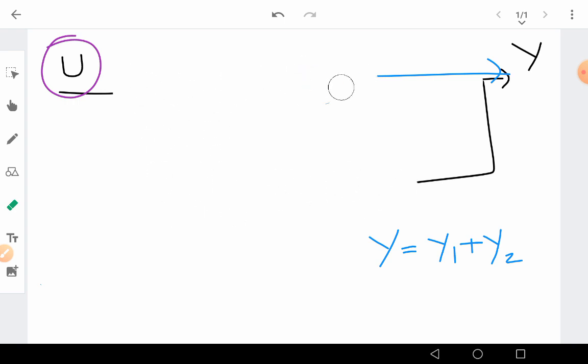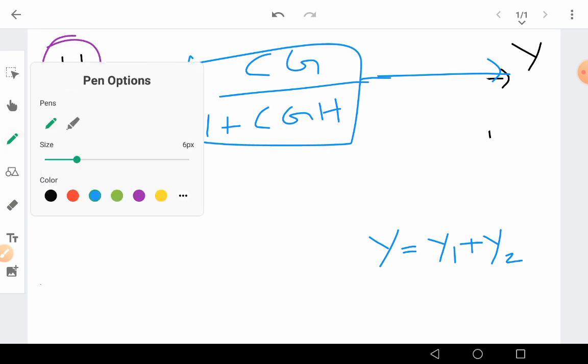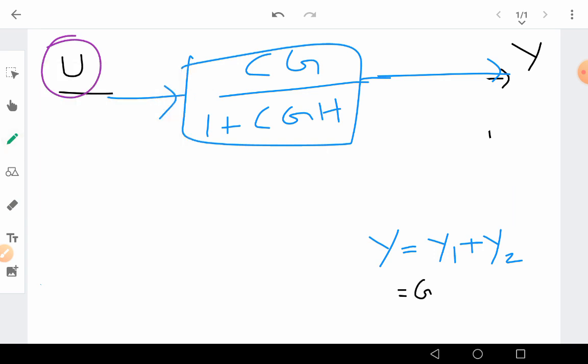It is 1 plus CG divided by 1 minus CGH. Actually, with negative feedback it is 1 plus CGH. So this is y1. What is y1? I'll write here: y1 equals G into C divided by 1 plus CGH, and then plus y2. Now let's see what y2 is.